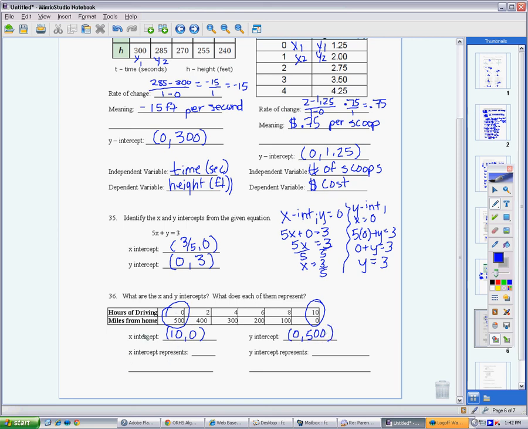My x-intercept is how long it takes to reach 0, so it takes 10 hours to drive home. And my y-intercept is my beginning amount, so that means I am starting 500 miles away from home.